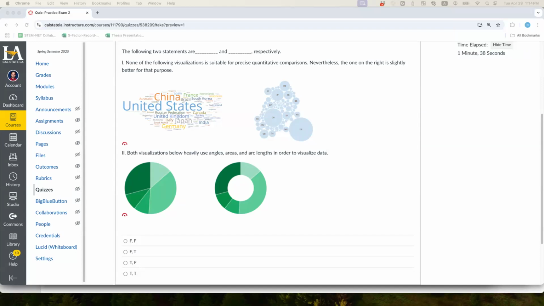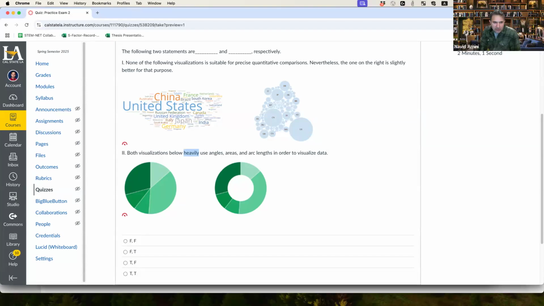Okay, yeah, the first one is true because both of them are not really good for quantitative comparisons. The second one is false because it says angles, areas, and arc angles or arc lengths, but donuts don't use areas. So it's typically angles and arc lengths, right? Yes, for donut charts, yes. A round of applause for Ashkan.